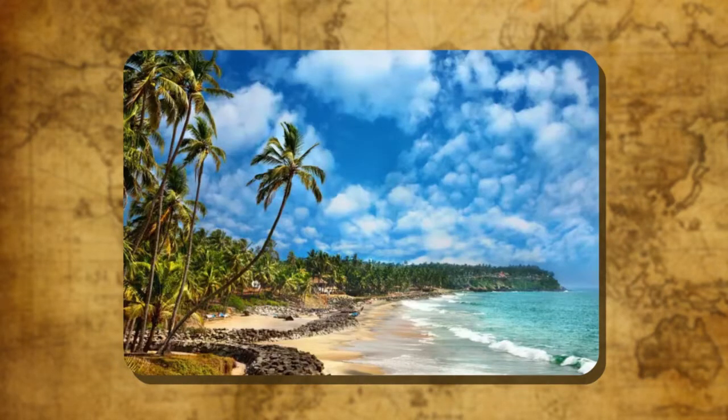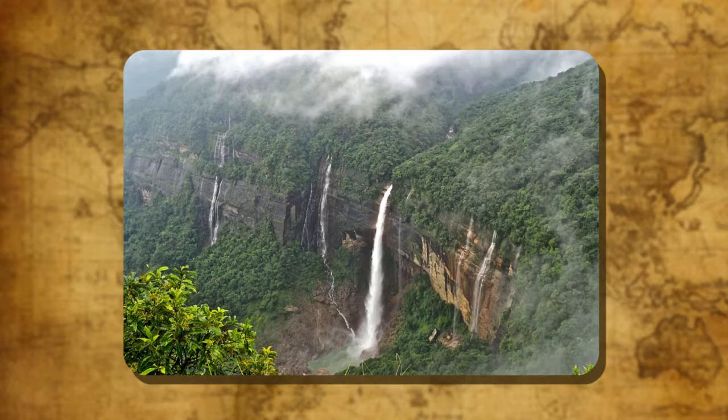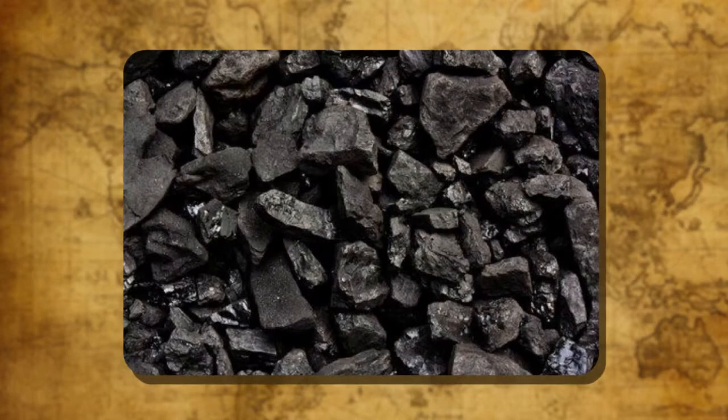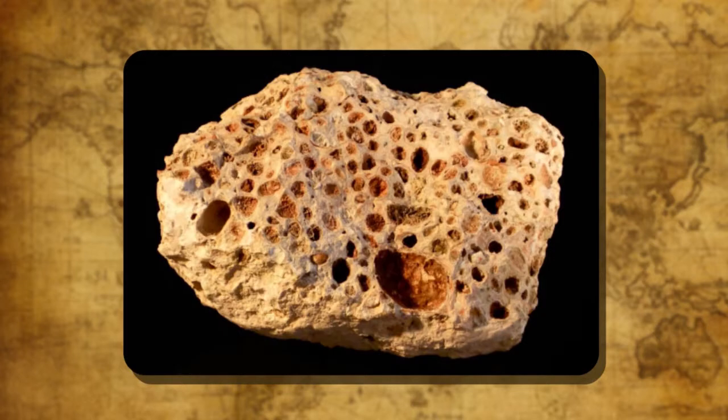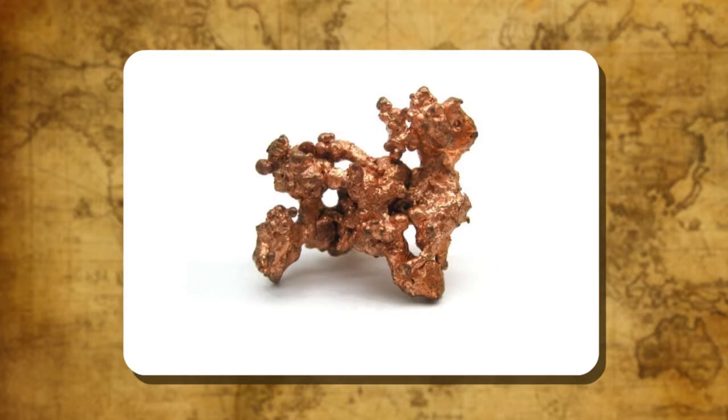Apart from these regions, minerals are also found in northeastern Assam, where petroleum and lignite reserves are found. Himalayan region: This region is rich in coal, bauxite, copper, and precious stones.